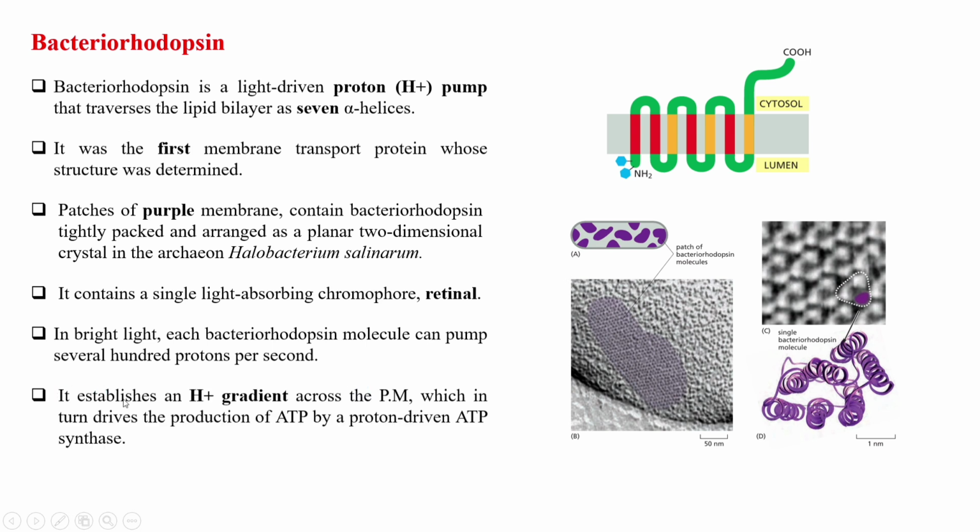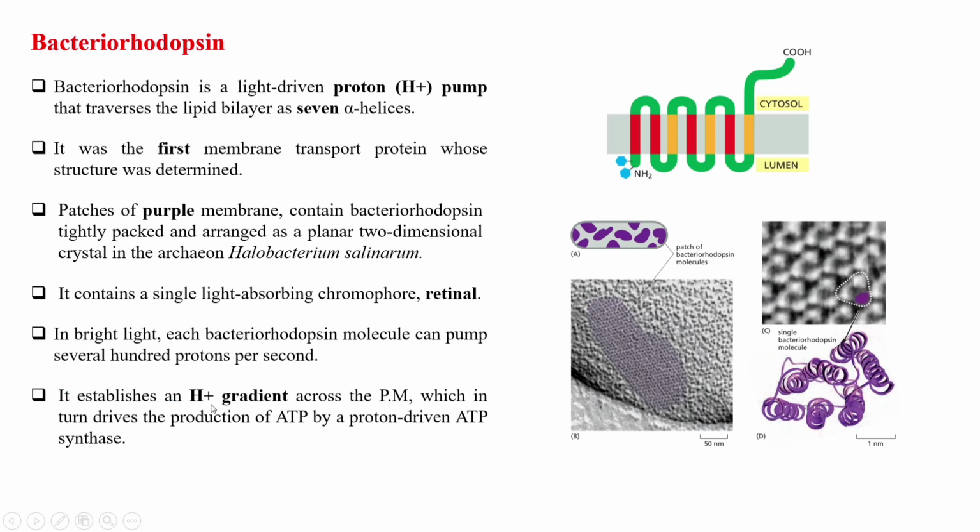It establishes, by this pumping of hydrogen, an H plus gradient. Now, what is an H plus gradient? H plus gradient means chemical concentration gradient. That means when this bacteriorhodopsin pumps protons out of the cells, basically out of this archaebacteria, the hydrogen concentration outside the bacteria increases, and that creates an H plus gradient. That means the outside hydrogen concentration is higher than inside the archaebacteria.